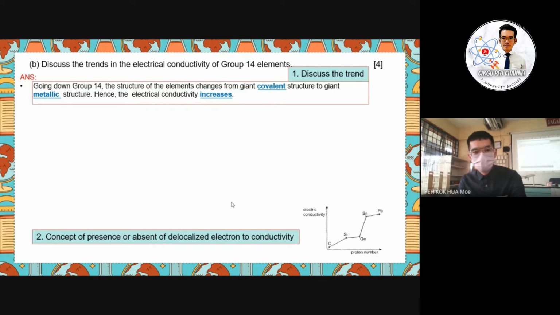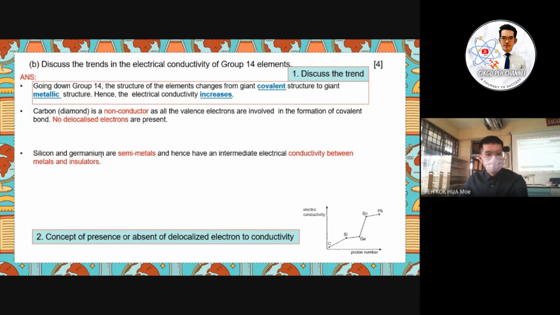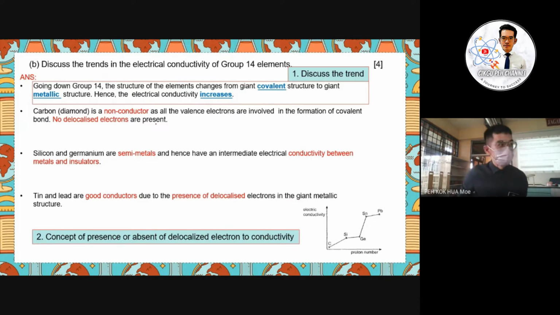They did not give the discussion in terms of energy band. So firstly, carbon is a non-conductor as all the valence electrons are involved in the formation of covalent bonds. No delocalized electrons are present. Then germanium and silicon are semi-metals and hence have an intermediate electrical conductivity between metals and insulators. And then tin and lead are good conductors due to the presence of delocalized electrons in the giant metallic structure. So here it will be a 4-mark reference answer.